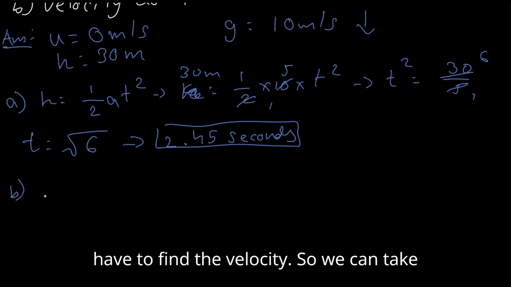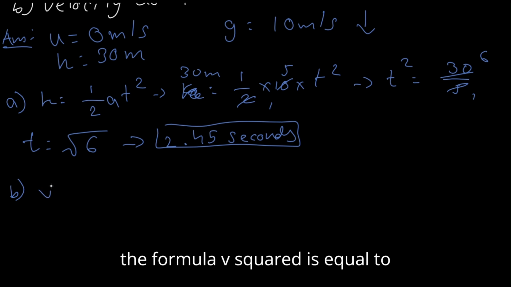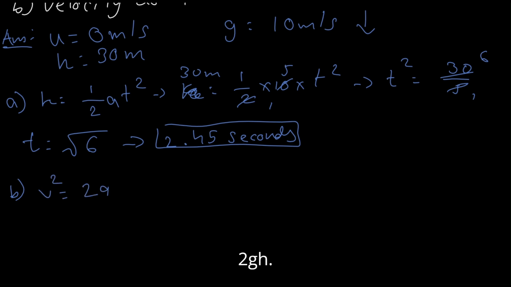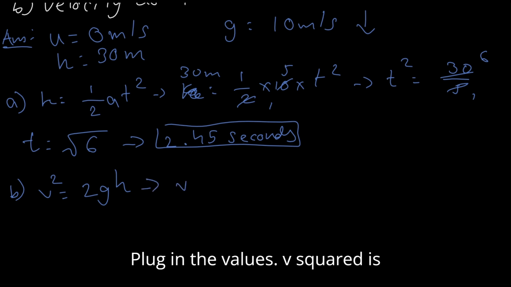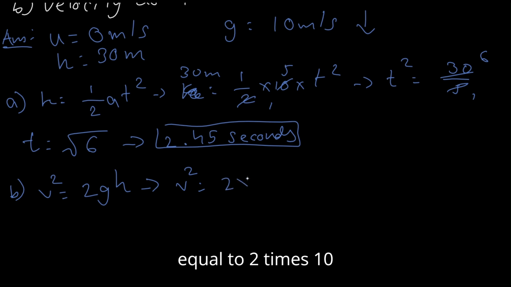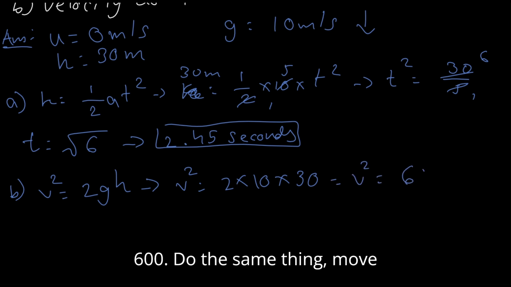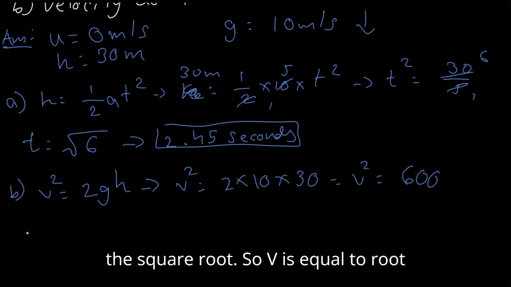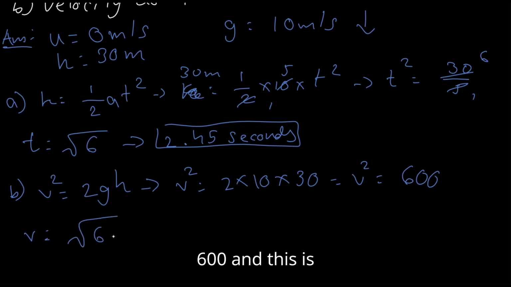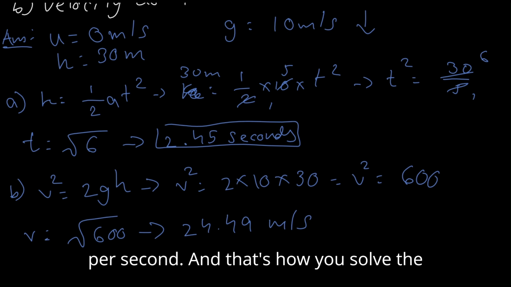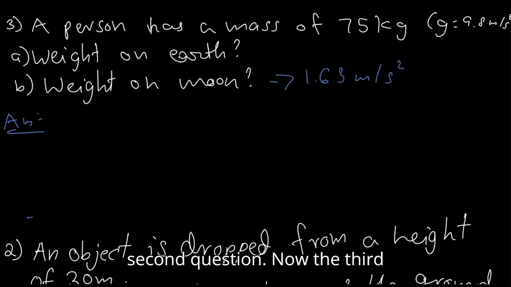Now we have to find the velocity. So we can take the formula v squared is equal to 2gh. Plug in the values. v squared is equal to 2 times 10 times 30, which is 600. Do the same thing, move the square root, so v is equal to root 600. And this is approximately 24.49 meters per second. And that's how you solve the second question.